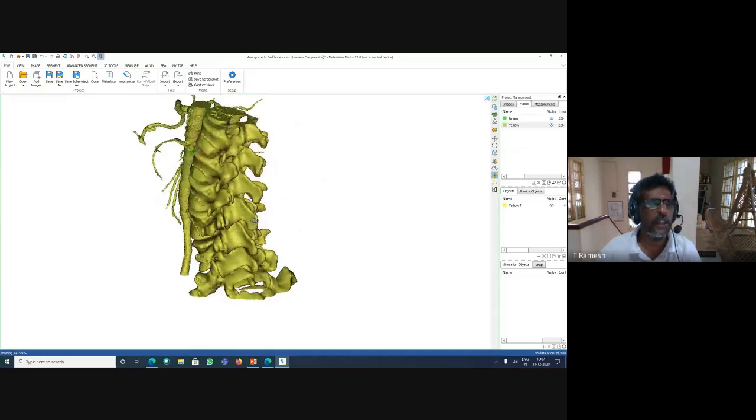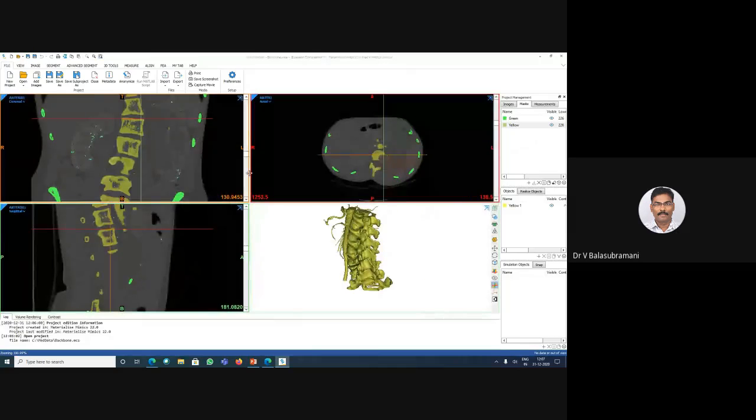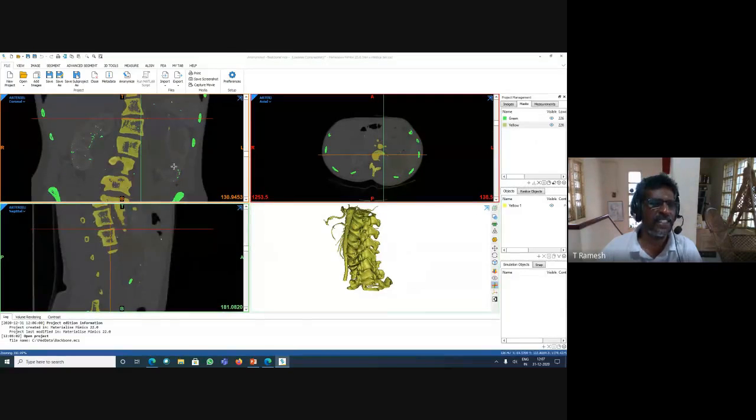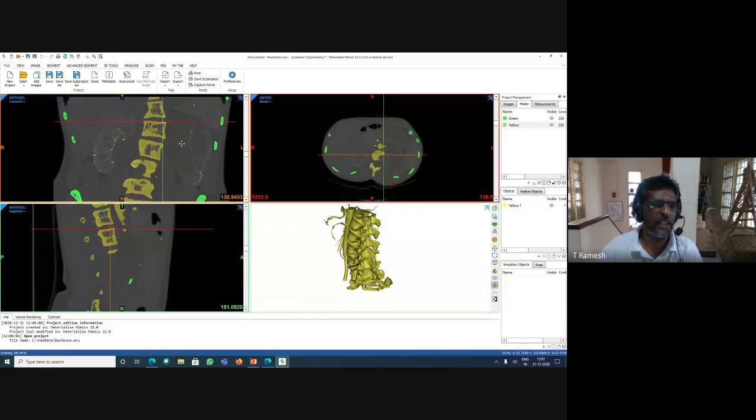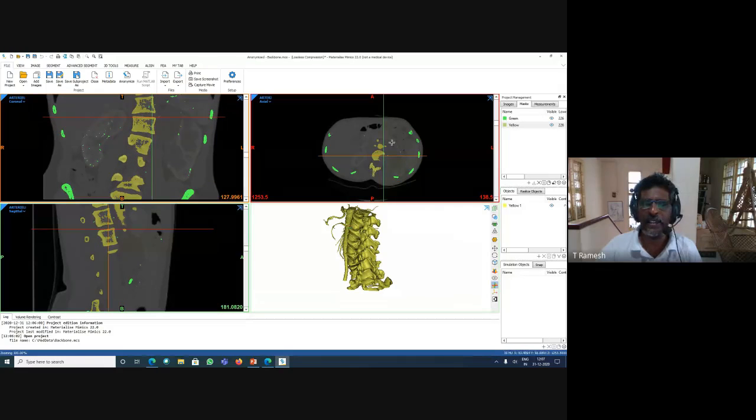through CT scan. So what is the name of the software, sir? Mimics, sir. M-I-M-I-C-S. Mimics. Okay, sir. You can find that.